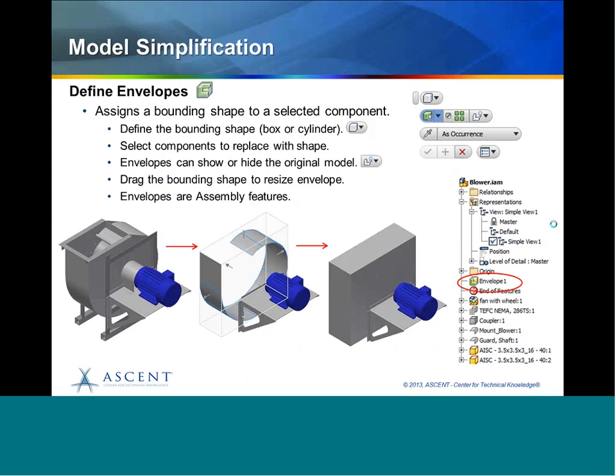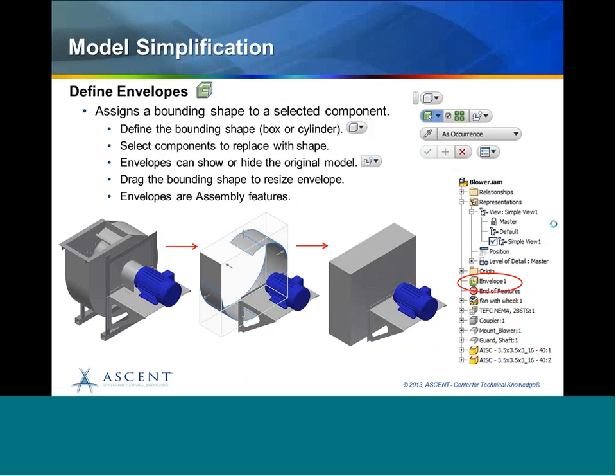The next command that I wanted to talk about is the second one on that Simplify tab, and it's called envelopes. And this is where you are able to select a component and then replace that component with some type of geometry. In this case, what's available is a box or a cylinder. So you're simply replacing one component with a simple version that is just going to show you the space claim of that component.